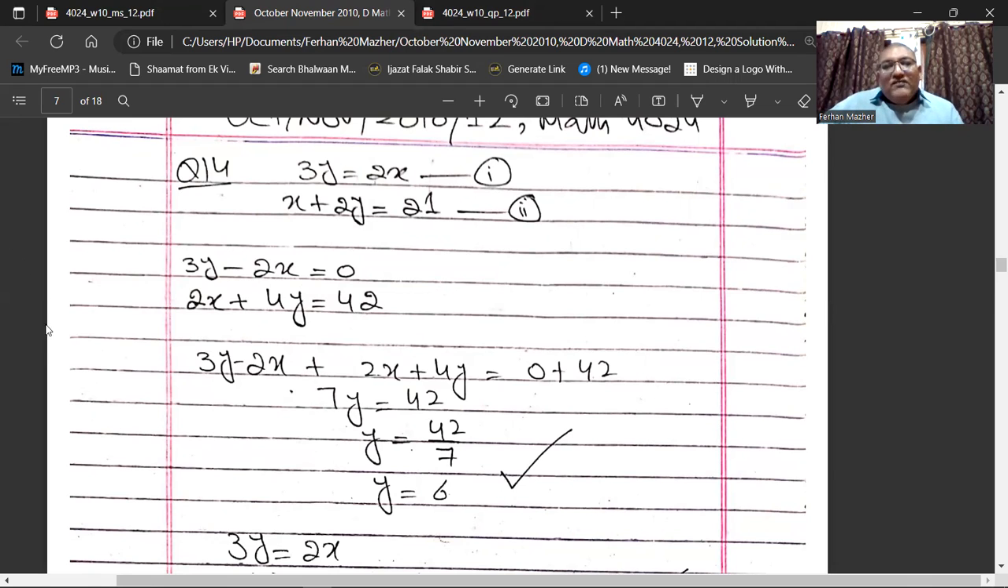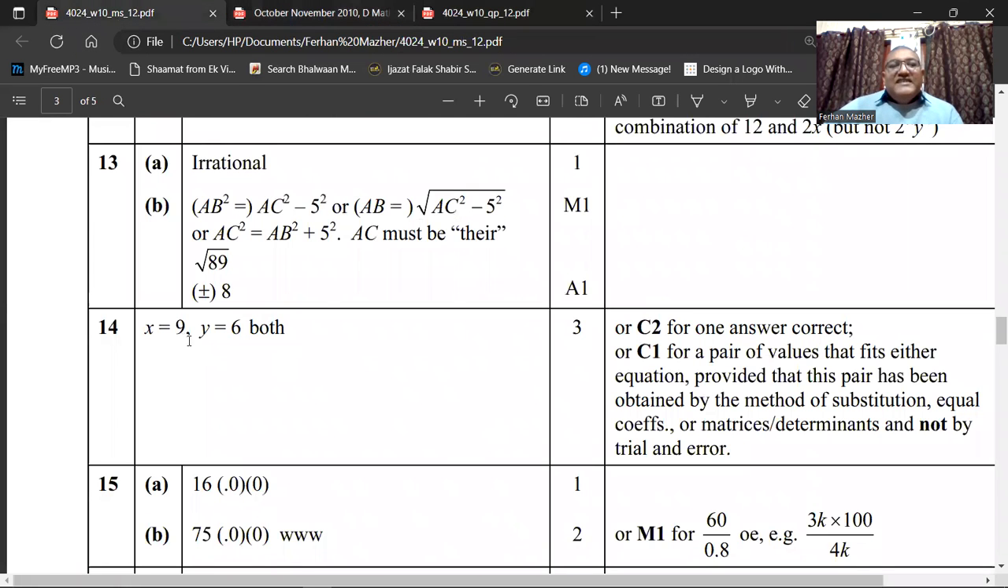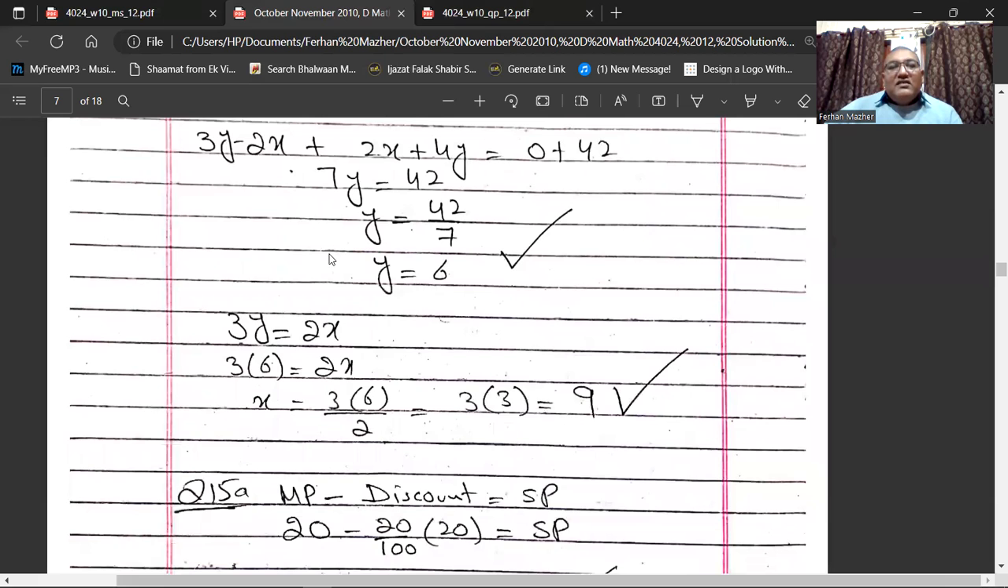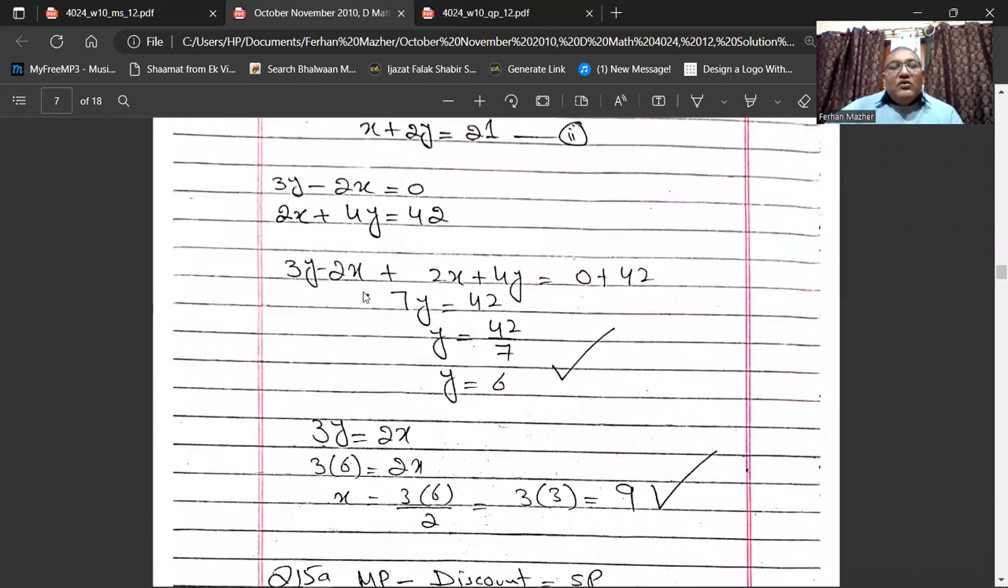So once you know the value of y, then I will use the equation 3y equals 2x. And in the place of y, I will put 6. So 3 into 6 equals 2x. So x will be equal to, this 2 and 6 are cancelled. So you will have 3 into 3, and that will be 9. x is 9, y is 6. Let me reduce the size so you can see the whole question.